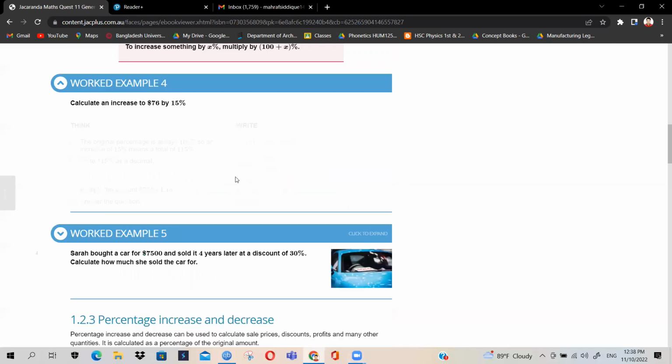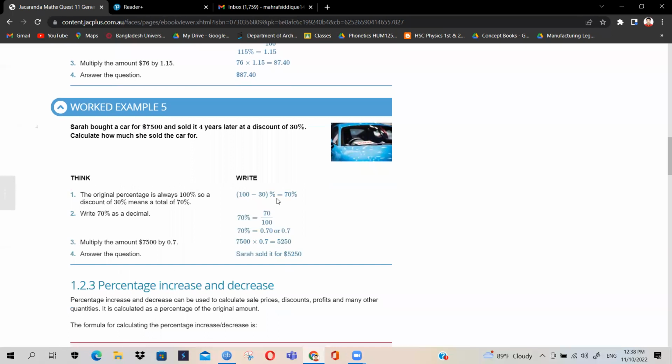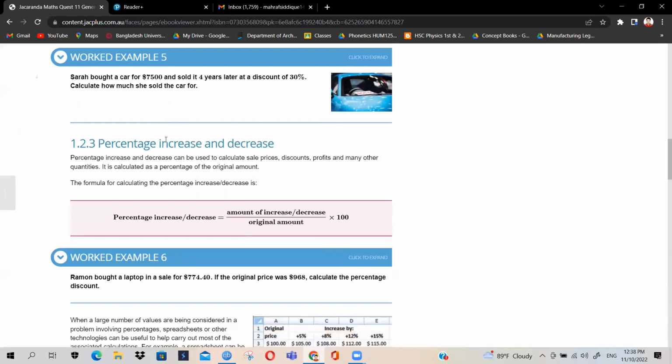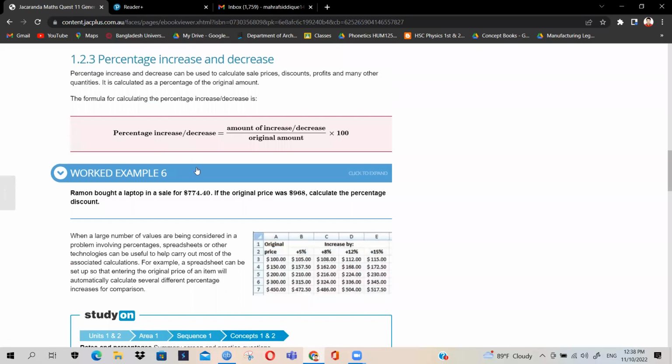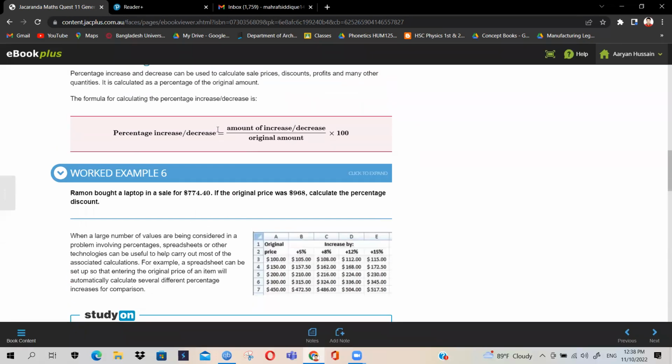Let's see what they have done. They have calculated based on 100 plus 15 equals 115%, and here they have done it quickly by adding or subtracting the percentage increase or decrease. Percentage increase or decrease is the amount of increase or decrease divided by the original amount multiplied by 100. Easily understandable. We will see based on the maths.